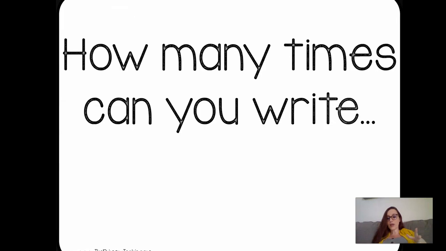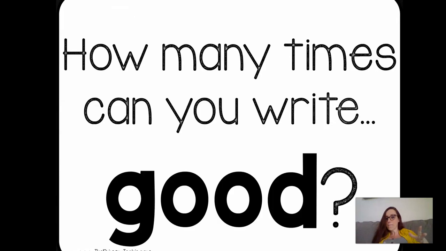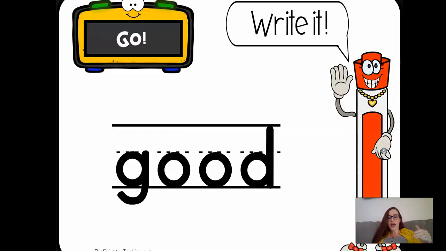I like to use 7-minute whiteboard videos. How many times can you write good? Go! They're just writing the word good again and again and again on their boards for 1 minute. After 1 minute, we'll circle the very best one. And then it says, show a friend. If you're in person, they can show their board around to the class. If you're distance learning, they can hold their boards up and you can see it on your screen.